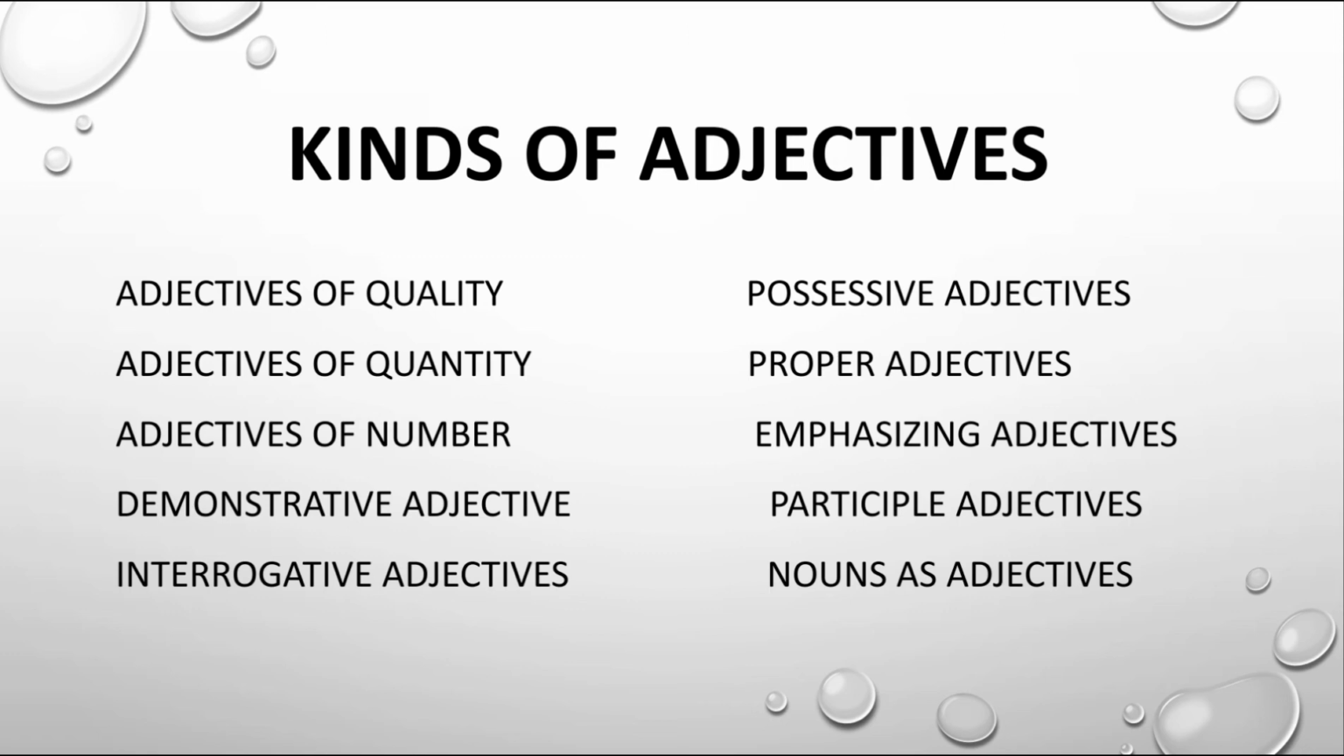Emphasizing means बहुत किसी चीज पर जोर दे के कहना किसी चीज को. The definition of emphasizing adjective is special attention put on something to give it importance, like utter, such, very, absolute, total, etc.